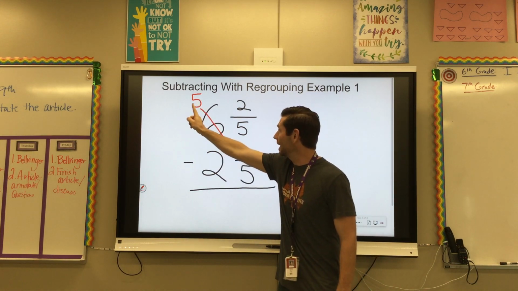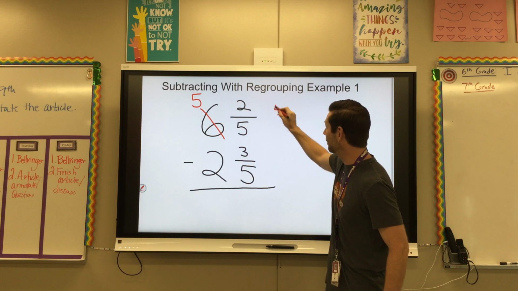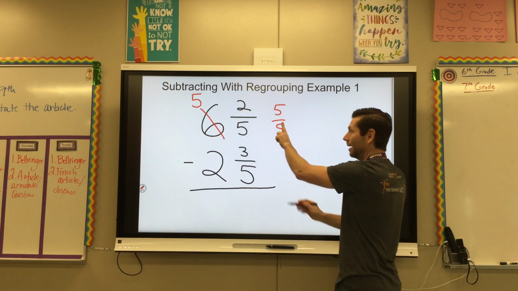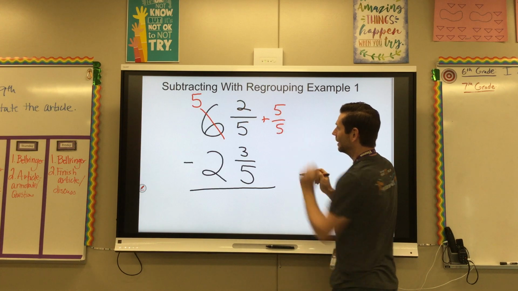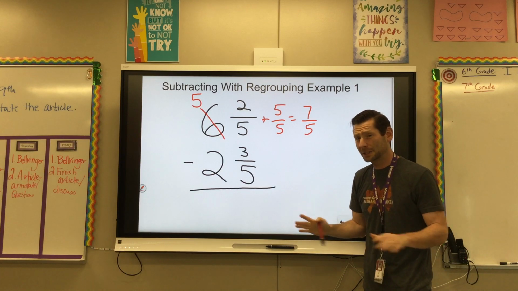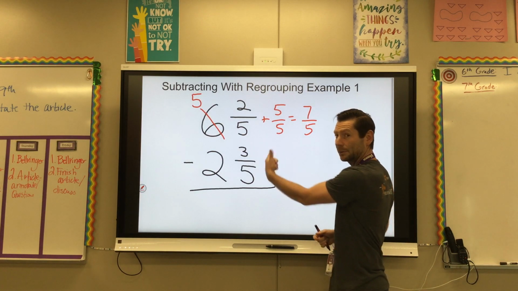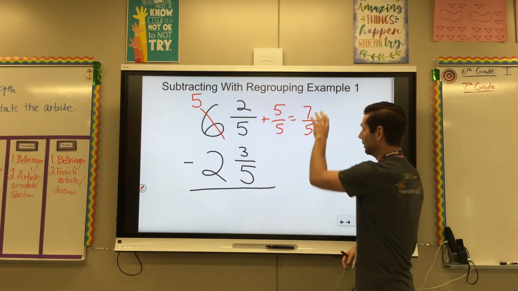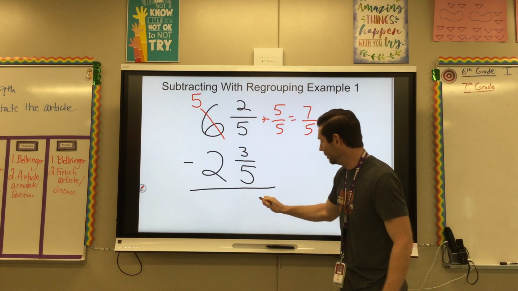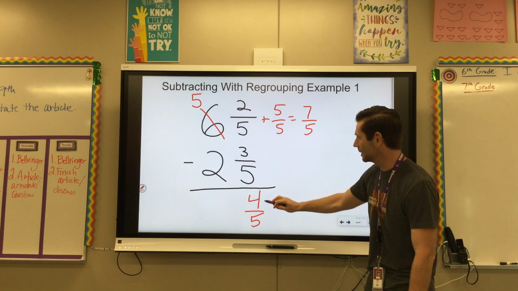And the one that I've taken away, I'm going to bring it over here. And remember, I'm making that a whole group of fifths. So I'm bringing in 5 more fifths, because that's 1 whole. That's the one that I borrowed from here, now there. And I already had 2 of them there, so I'm going to add those 2 together. So now I have a grand total of 7 fifths. I know it's an improper fraction, but we're going to leave it like that for now. Because remember, the problem was I didn't have enough fifths to take 3 of them away. But now I do. So I'm going to have the 7 fifths. Now I can take 3 of them away. So 7, 6, 5, 4. That would leave me with 4 fifths remaining. So 7 fifths, take away the 3 fifths, gives me 4 fifths.